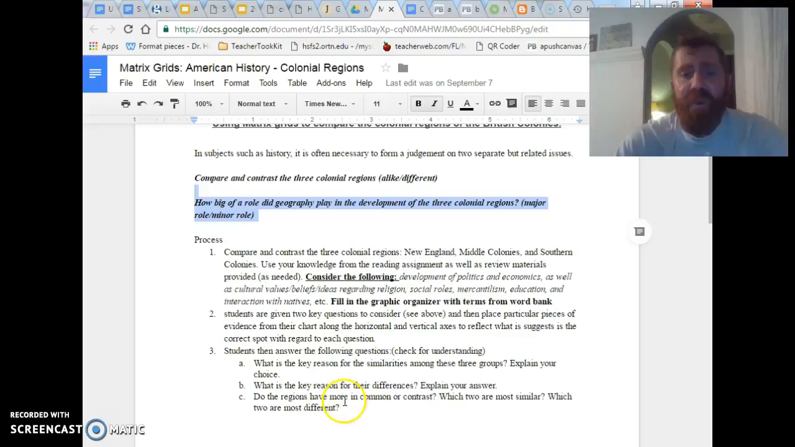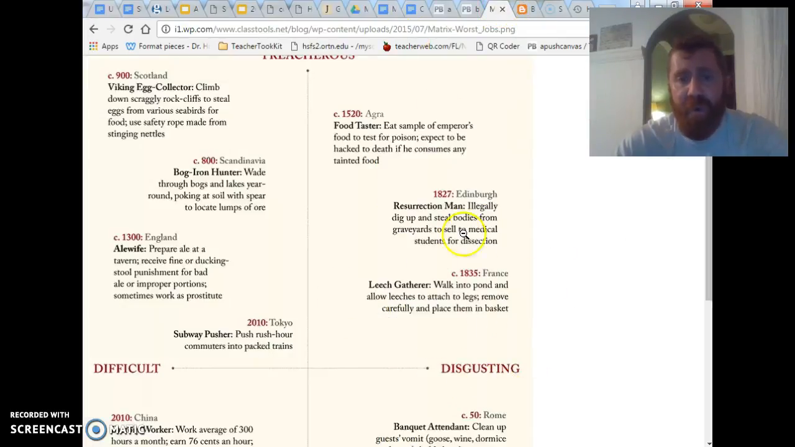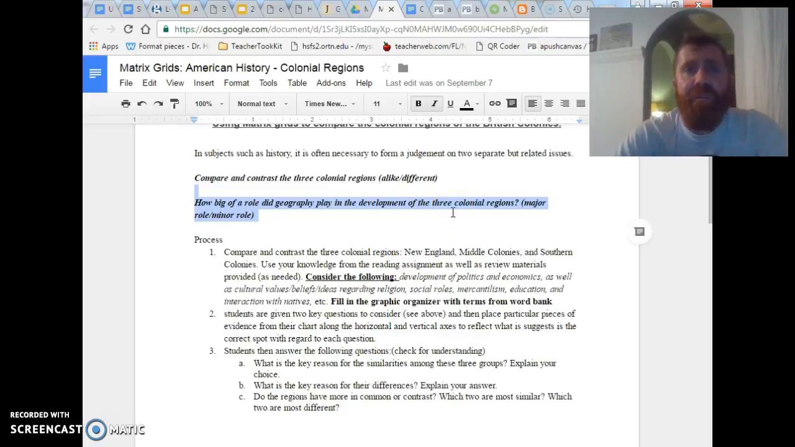Do the regions have more in common or contrast? This would be not only for you, the graphic organizer, but you want to look at the terms on your matrix. If you are more towards the right-hand side, where we had talked about that's where you would label the differences. If the more terms over here, then your answer should reflect that. If the more terms over there, then your answer should reflect that. So you really need to connect your answers back to your matrix. I should see some correlation there between what you've plotted and what you're writing down in these answers or these responses.